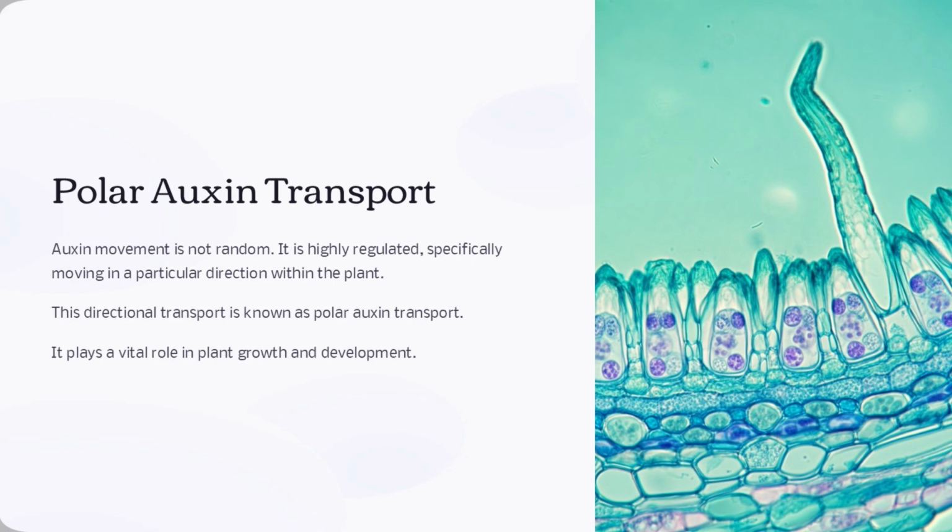The image shows a microscopic view of a plant root tip, highlighting the regular, organized pattern of cells and the distinct regions like the root cap and meristematic zone. This intricate cellular structure and arrangement is closely tied to the directional movement of auxin that drives plant development.